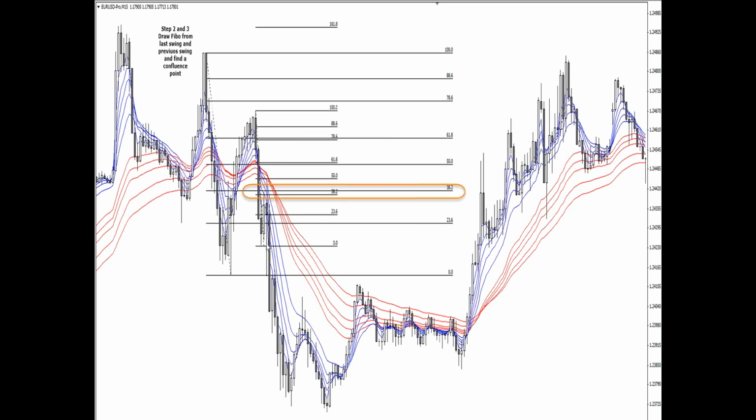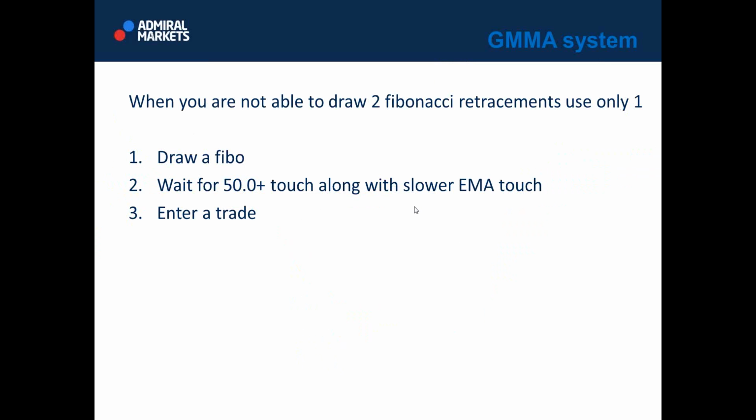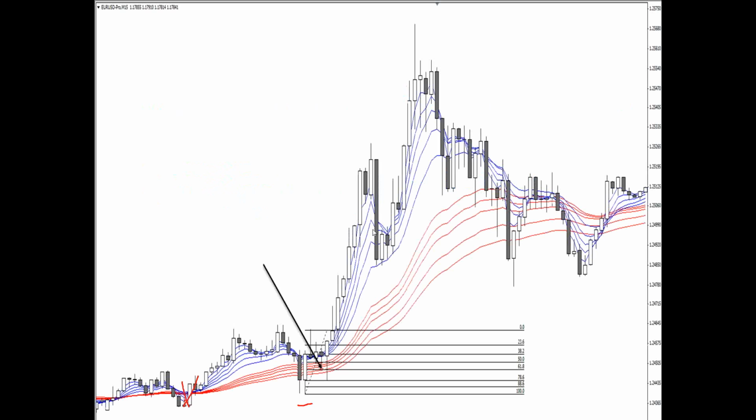Can we use other Fibonacci? Yes. Point A, point B. Find the confluence points in the red zone. So the first confluence point, which is very close to red zone, is this one. 38.2 and 38.2. And the price hit that and went down. Okay? When you don't have 2 Fibonacci retracements and you are only able to use 1 Fibonacci retracement, you should draw a Fibonacci, wait for 50% touch along with slower EMA touch, that is red, and enter a trade.